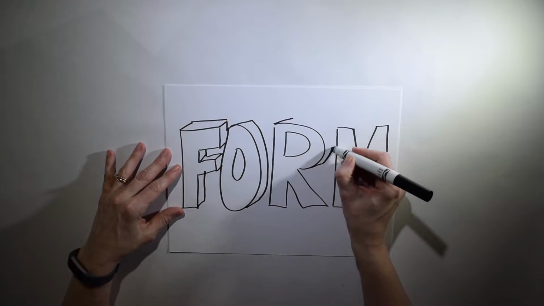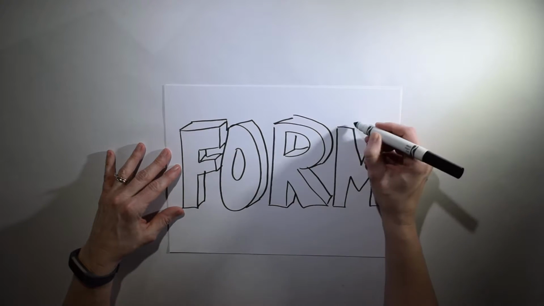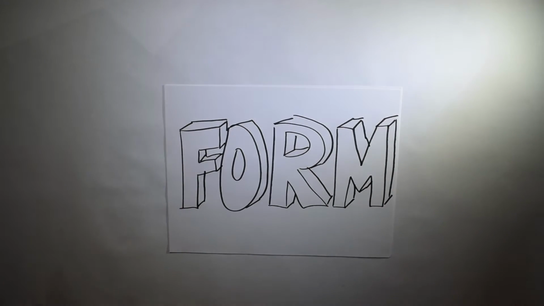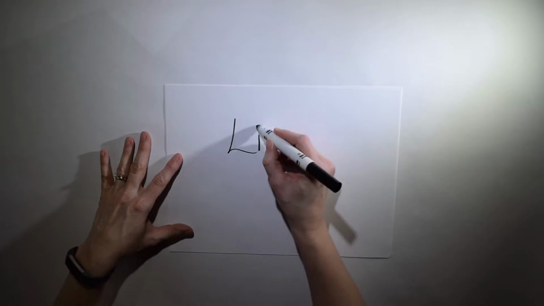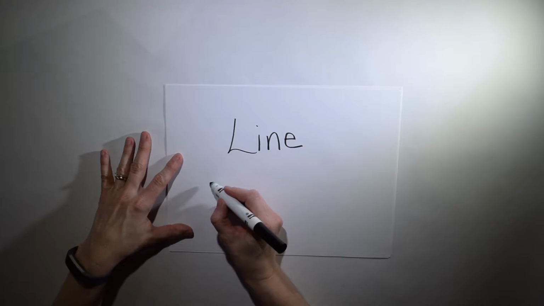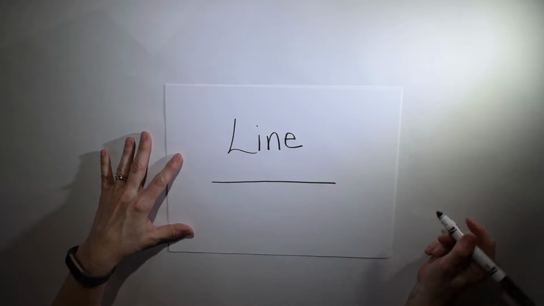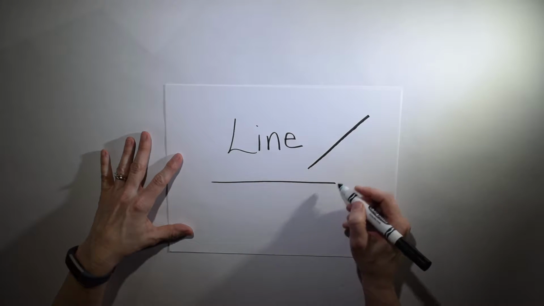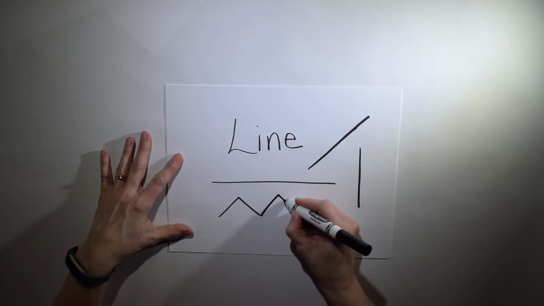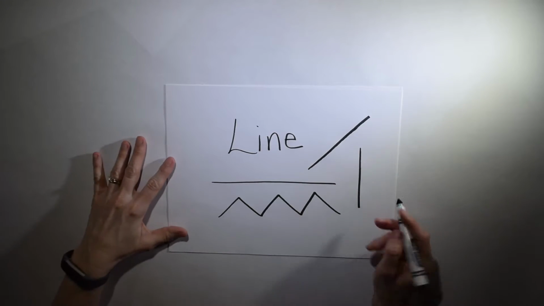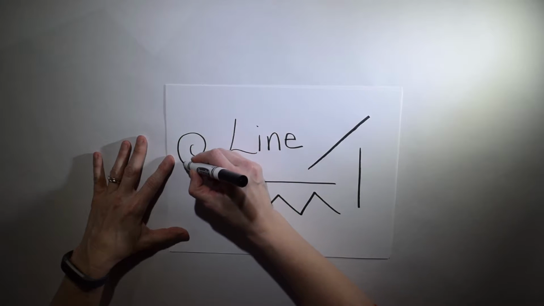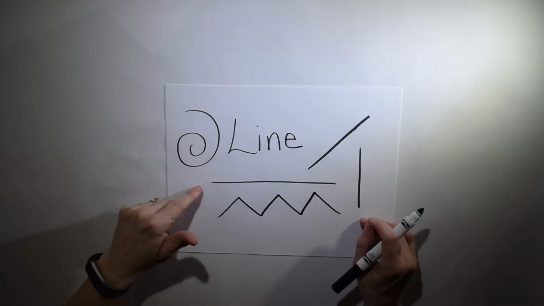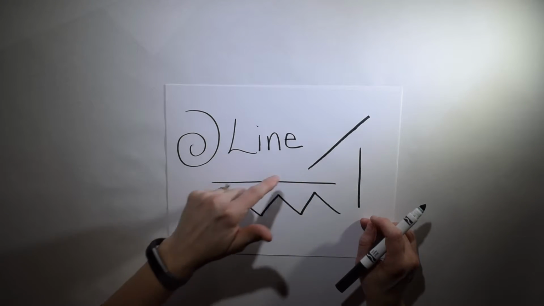As you can see, I've been using line to create the word form. Form and line work together. Now, what is line? Line is an element of art that goes in one dimension. It goes one direction, whether it's going across, diagonal, horizontal, vertical, or zigzag. Every time I move my marker, it's still going in one direction. Mine sometimes changes direction, but it's a one-dimensional thing. I can measure how long this line is.